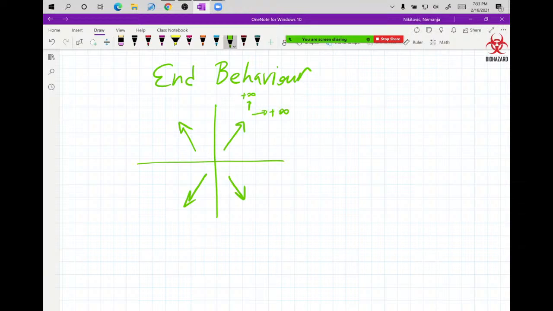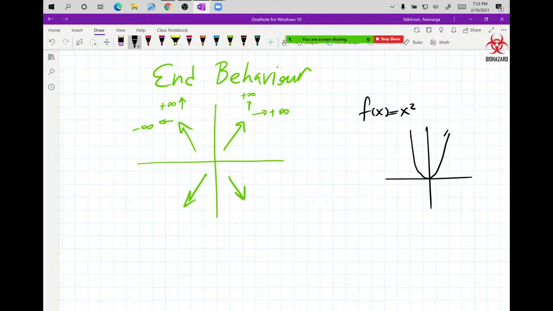And here's the other companion on the other side, positive infinity up and negative infinity to the left. What function has that behavior? The x squared function, right? If I have f of x equal x squared and you graph that, you can see that the middle one is the y and this one is x, but the parabola, this one is going forever up and it's going forever to the right.